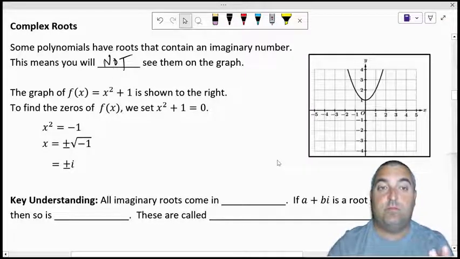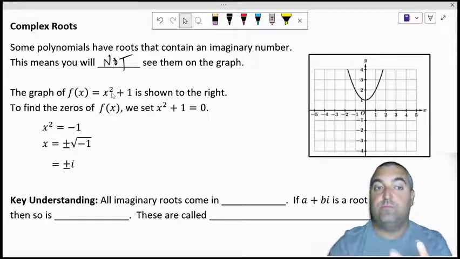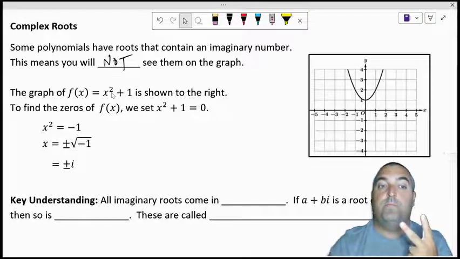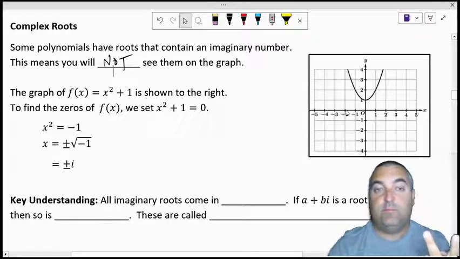So there's kind of a couple big things. One, whatever the degree of our polynomial is tells us how many zeros, how many roots there are in general, real and imaginary. So in this case, because it was x squared, I knew I had to have 2, but I had no x-intercepts, which means they both had to be imaginary.